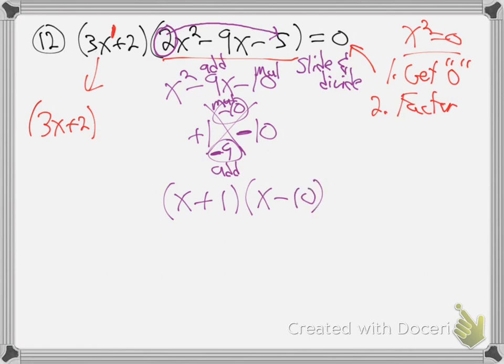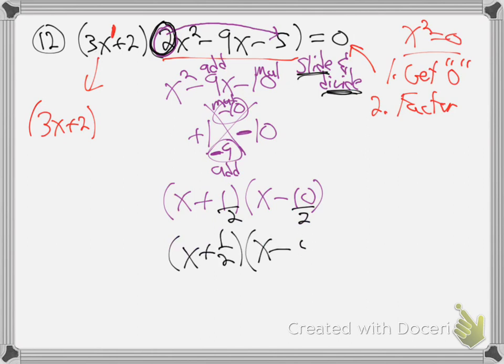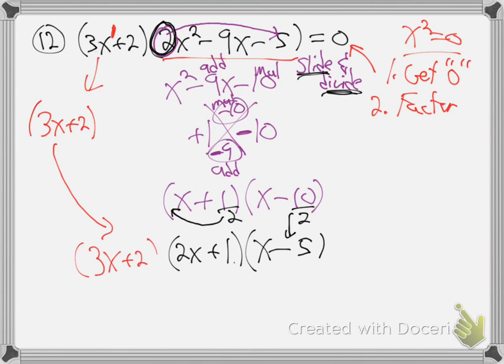But now we have to divide. We slid. Now we divide by that same number we slid, 2. So divide by 2, divide by 2. That becomes x plus a half. This one reduces, right? 10 over 2 is just 5. And then you slide the 2 back. 2x plus 1. Okay, so there it is all factored. Now bring that other part that was already done back as well. 3x plus 2, and bring down the equal 0.